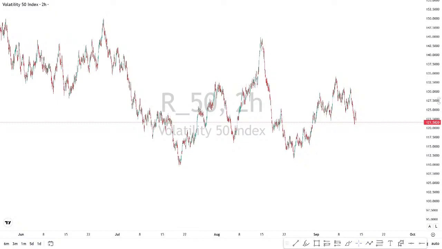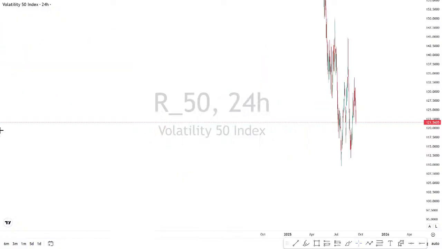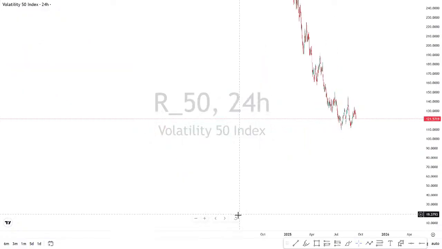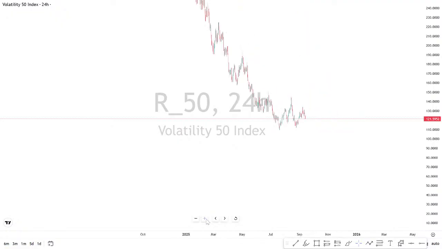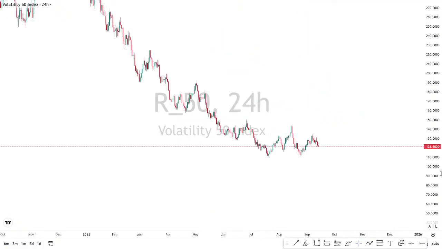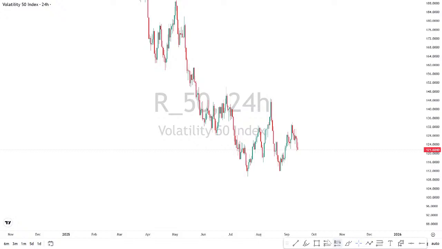So 24 hours time frame. I think we made analysis on this volatility 50 the last live session we did, and we obviously said our last break of structure was to the downside. Markets came back to take liquidity. We had change of character to the downside. It was very obvious. We came back to our fair value gap.